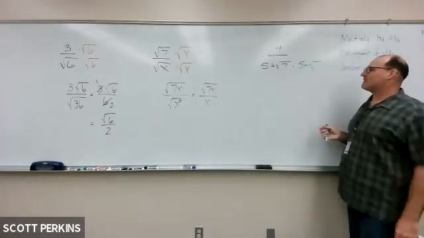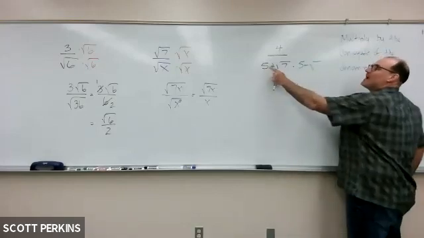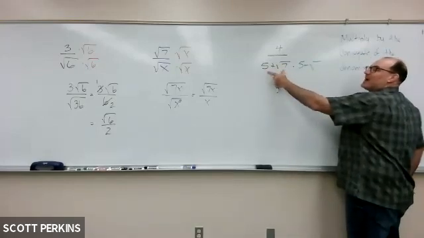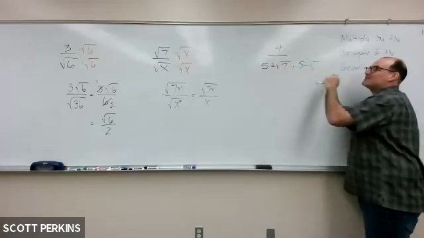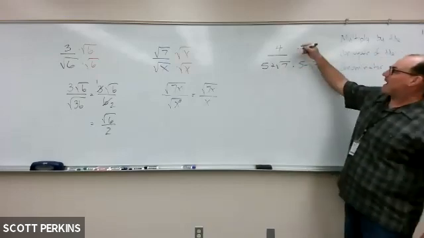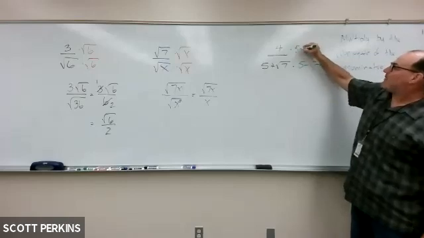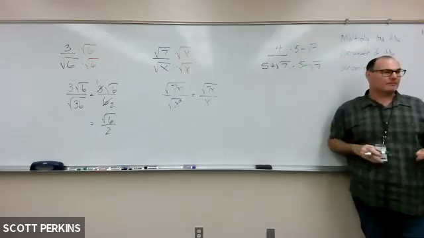So 5 plus 7x, the conjugate is going to be 5 minus this. I said 5 plus 7x. I don't know why I said that. Let me try again. 5 plus the square root of 7. The conjugate is going to be 5 minus the square root of 7. In the top, you're going to do the same thing. 5 minus the square root of 7.